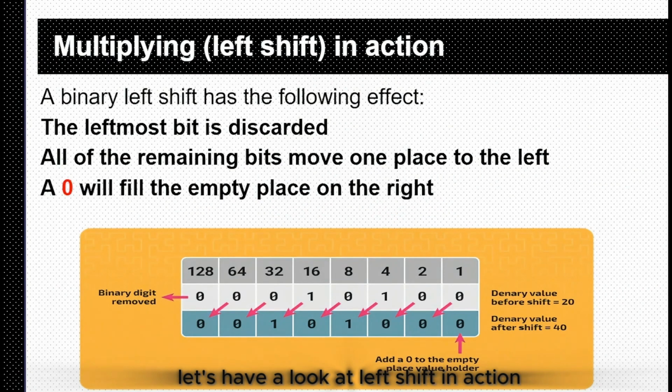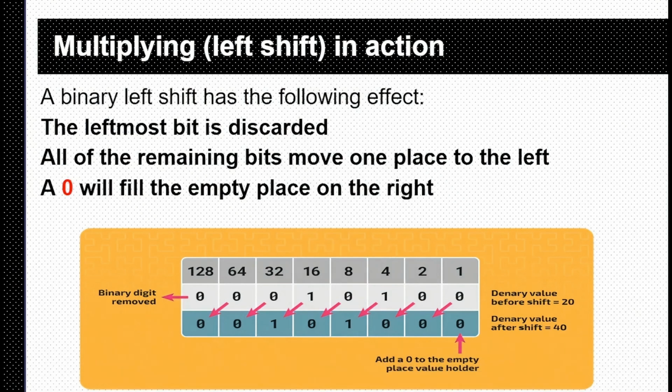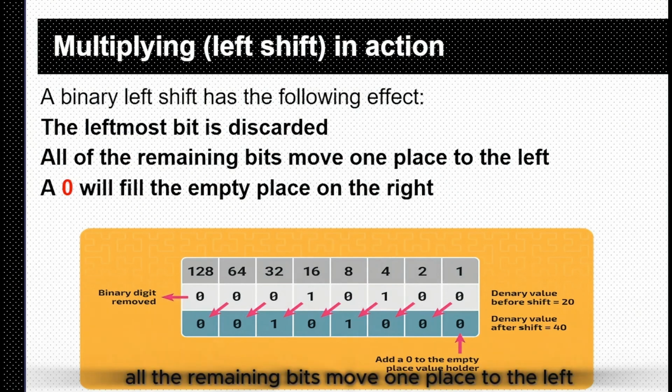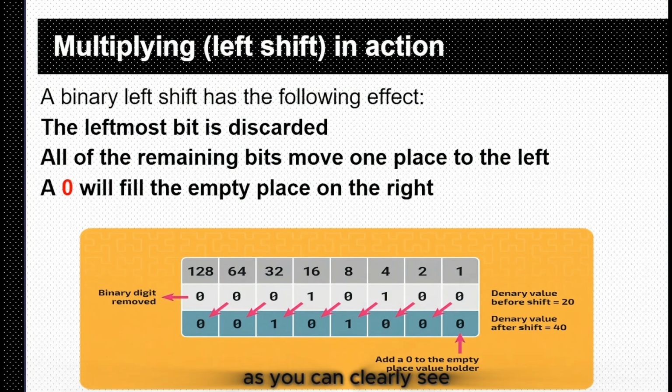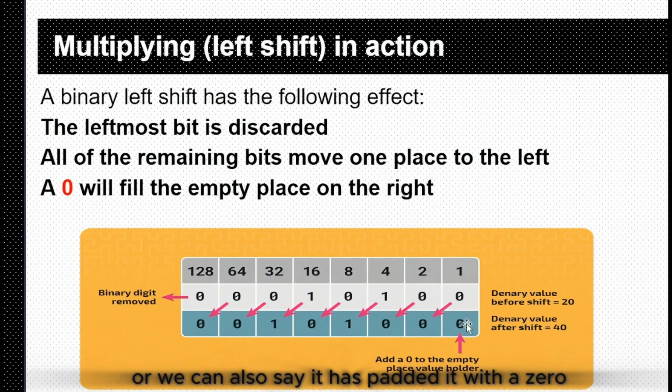So let's have a look at left shift in action. All the remaining bits move one place to the left, as you can clearly see. Here they are moving to the left. What has happened? It has left an empty space. We can also call this a placeholder, or we can also say it has padded it with a 0.